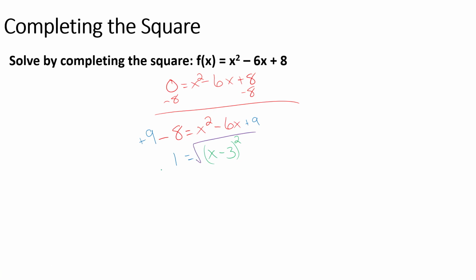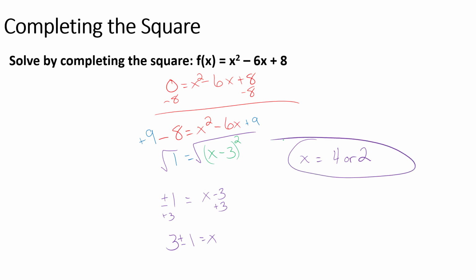We take the square root of both sides, and the square root of 1 is plus or minus 1. The square root of (x minus 3) squared is just x minus 3. So I can add 3 to both sides, and we end up with 3 plus or minus 1 equals x. So at this point, we know that 3 plus 1 is 4, 3 minus 1 is 2. Our x values are equivalent to 4 or 2.